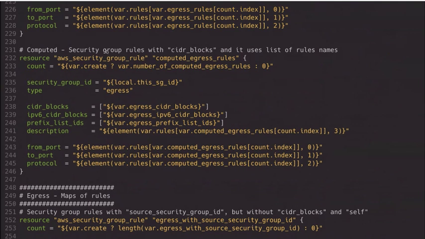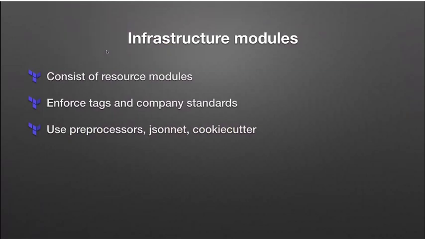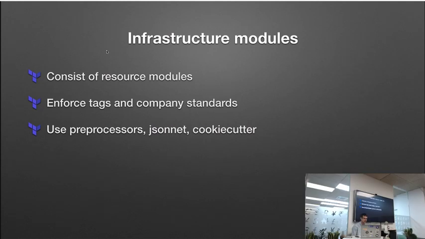So another type of module is the infrastructure module. It already consists of resource modules which we saw previously, and it also enforces some tags and some names and some security restrictions which your company or your industry imply. So this is a good place for your company to benefit and to actually use some sort of preprocessor or some Jsonnet or cookiecutter. I will show some of this later.